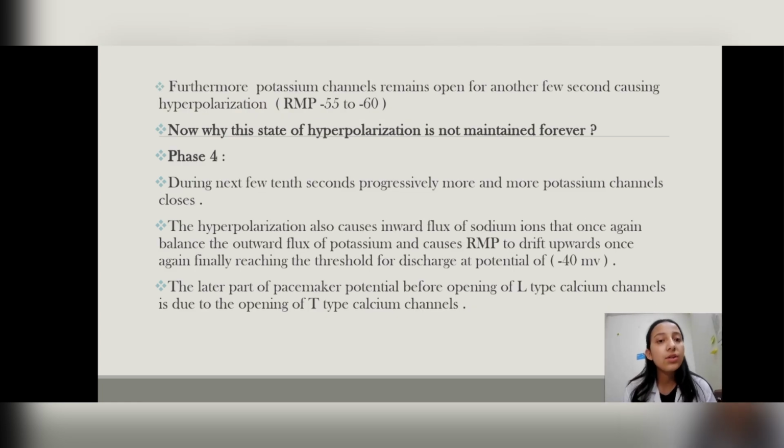Now next, furthermore, potassium channels remain open for another few seconds causing hyperpolarization. पीछे हमने देखा कि जो पोटेशियम चैनल है दैट वर ओपनिंग विच वर कॉजिंग द रीपोलराइजेशन ऑफ द मेम्ब्रेन, बट दिस जो ये पोटेशियम चैनल्स है वो थोड़े फ्यू सेकंड लॉन्गर टाइम के लिए ये ओपन होते हैं जिसकी वजह से हाइपर पोलराइजेशन होती है मेम्ब्रेन की.